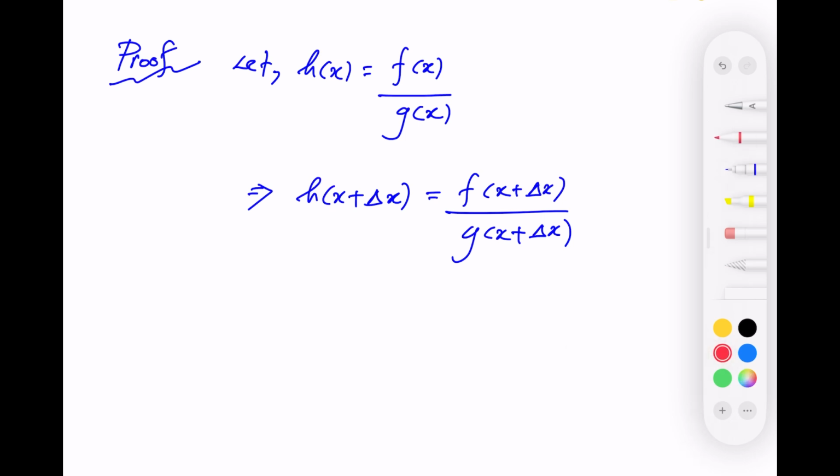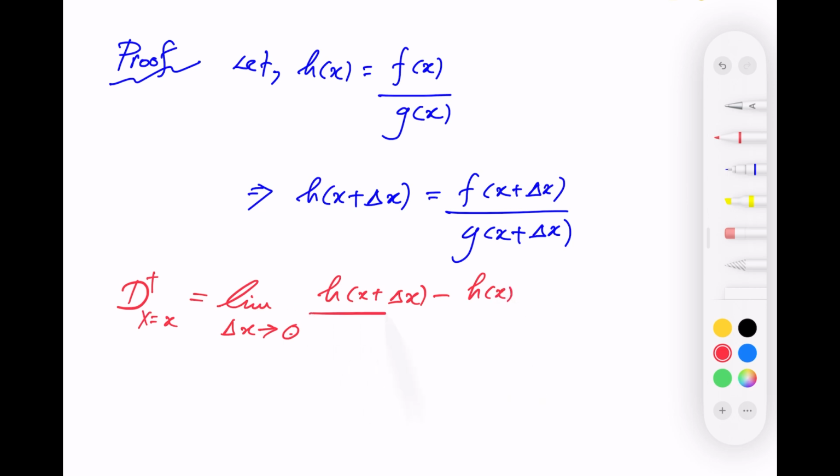Now, from the first principles, we can go ahead and write down the right-hand differentiability. I'm going to write down the generic equation. We know that this is equal to the limit as delta x approaches 0, of the numerator h of x plus delta x minus h of x, all of that divided by delta x.